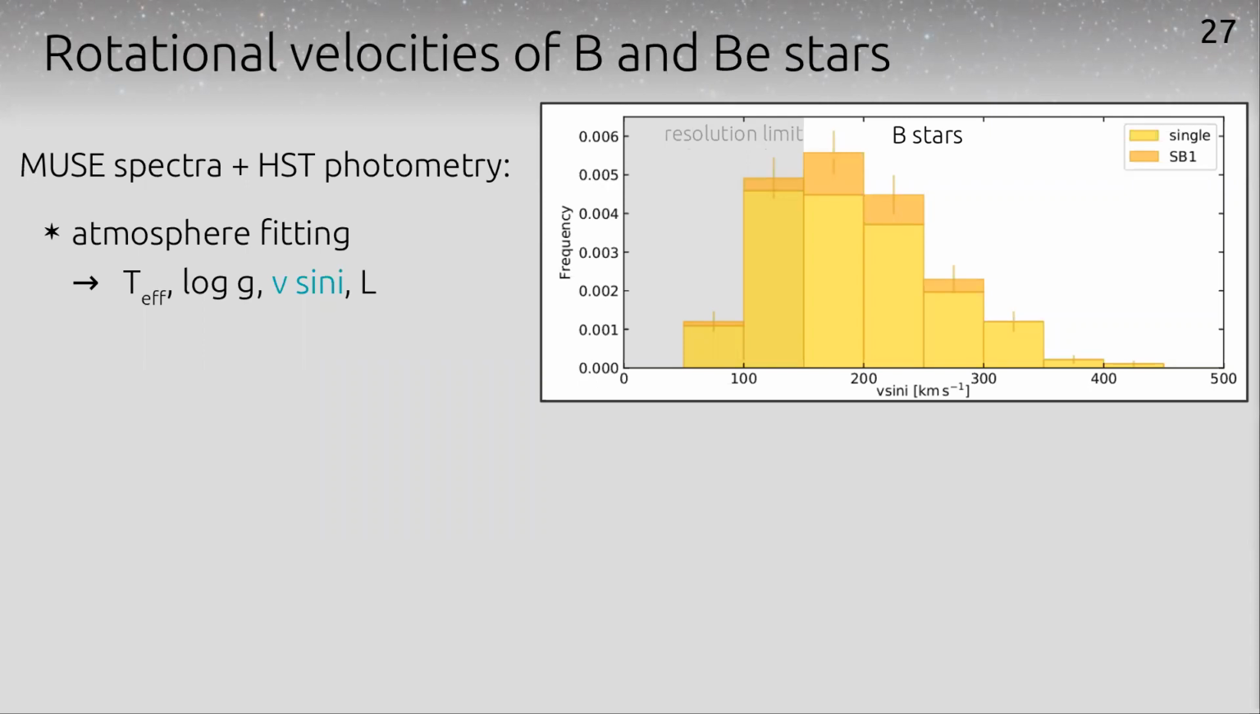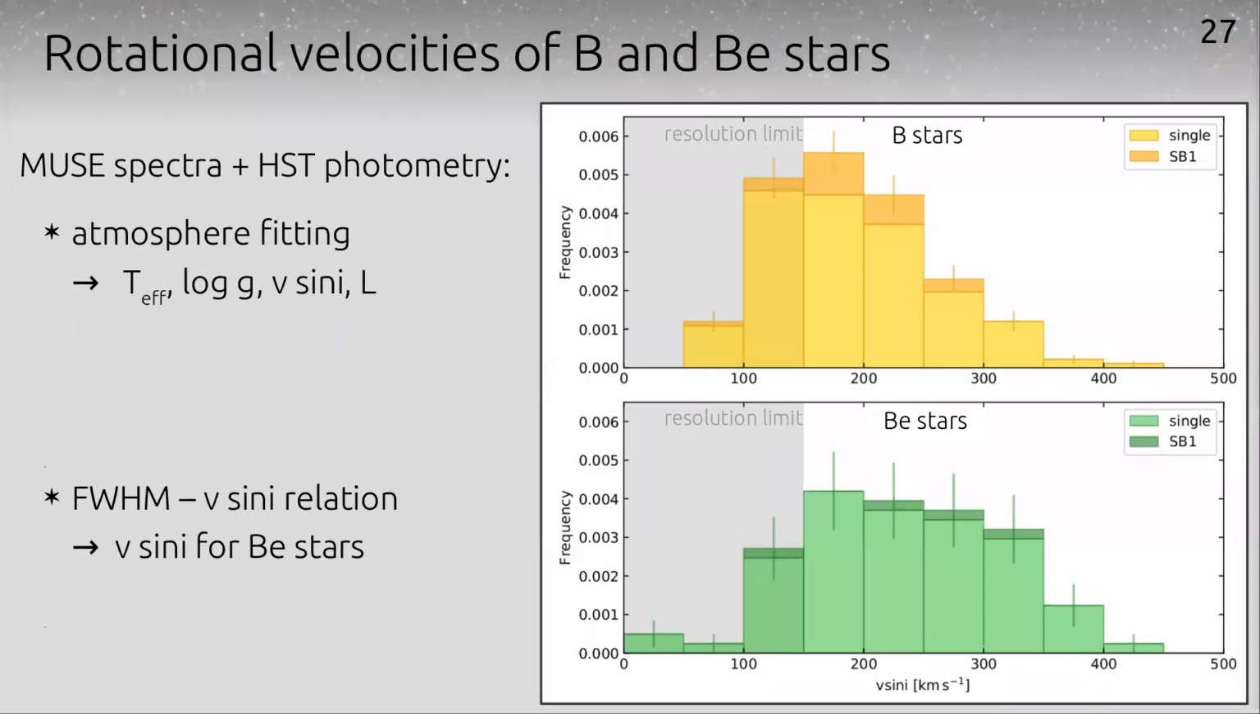And then we can do a similar thing for the BE stars. It's more difficult to fit their atmospheres, as I said, because of the emission lines in the spectrum. But what I've done is I've taken the B-type stars and made a correlation between the v sin i that we measure, so the rotational velocities, and the full width at half maximum of a helium line. So that basically gives a correlation between the helium line full width at half maximum and the rotational velocities. And I've applied that to the BE stars. And this is what I'm showing here.